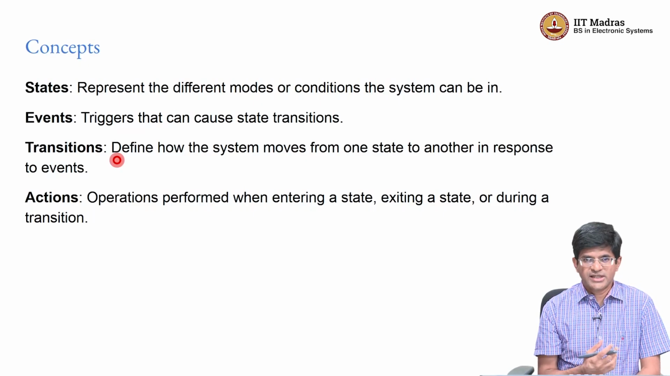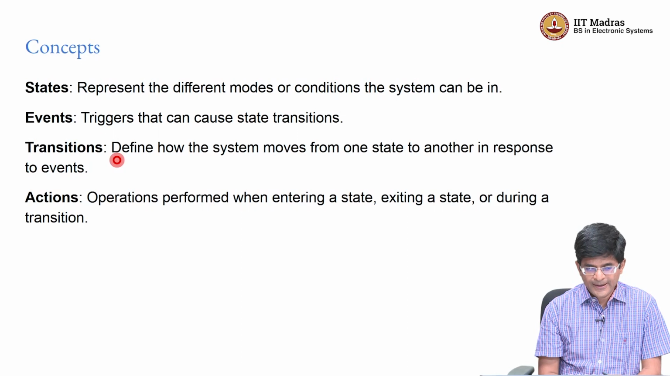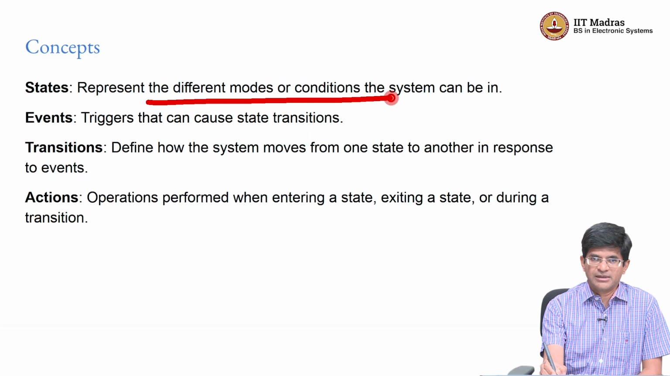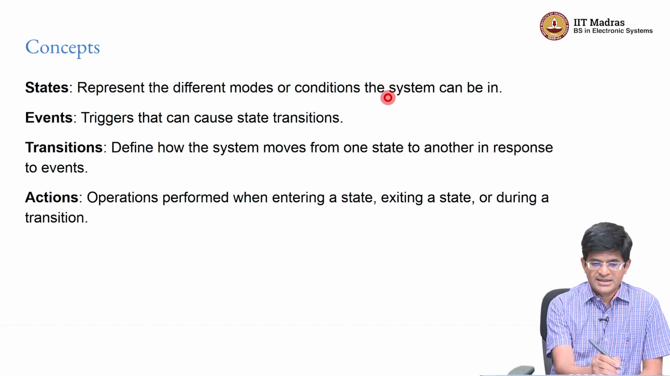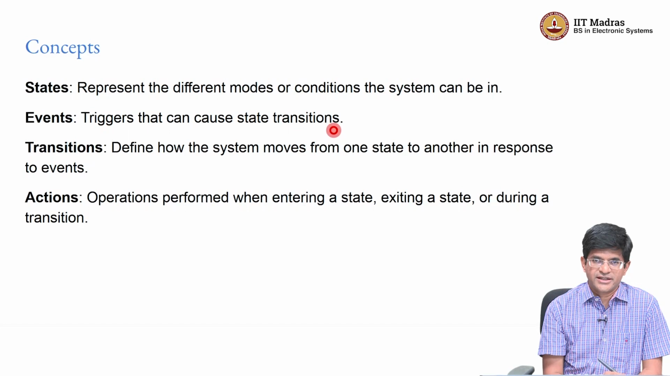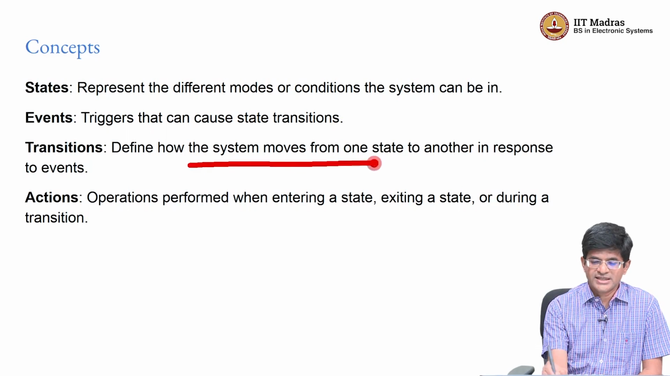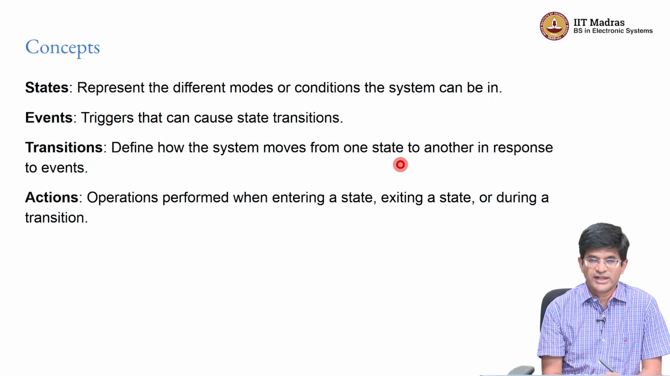So there are a few concepts here that are worth emphasizing. The states essentially represent the different modes or conditions that the system can be in. Events are triggers that can cause state transitions. In the previous case, the button press was the event. The transition by itself defines how the state moves from one state to another. So for example, when we had a transition from off to on based on one button press, it basically says that the initial state is off, the final state is on. What is the condition for the transition? Button should be pressed once.